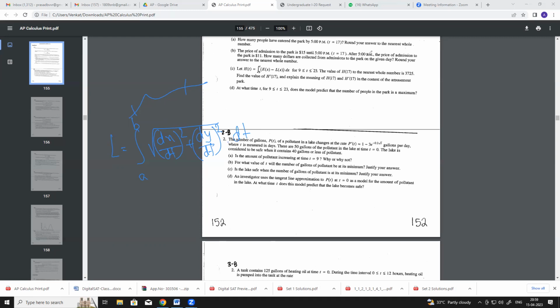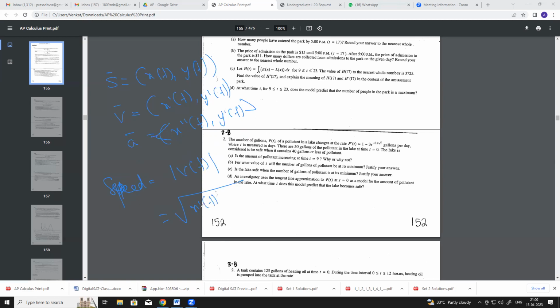In parametric equations, they can ask you position vector. Position vector is generally given as x of t comma y of t. They can ask you to find velocity vector. Velocity vector is given by x dash of t comma y dash of t. They can find acceleration vector, which is x double dash of t comma y double dash of t. They can also ask you to find speed. Speed is modulus of velocity, right? Which is square root of x dash of t whole square plus y dash of t whole square. That will give you the speed.